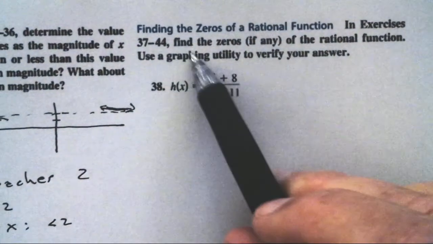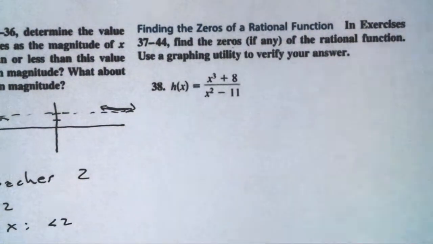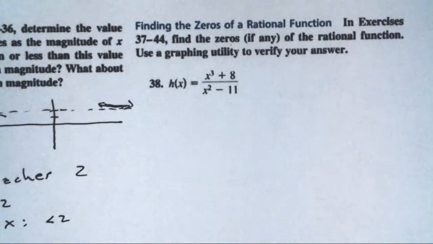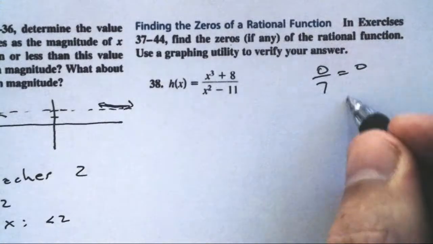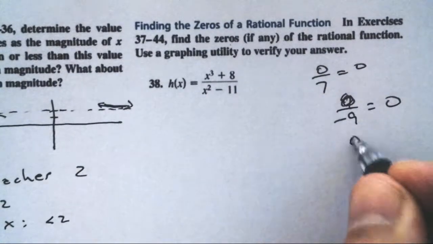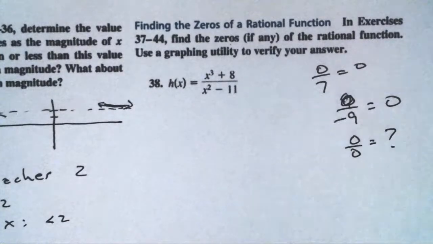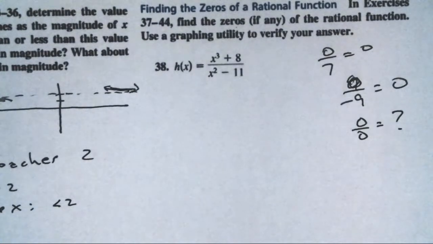Okay, and in exercises 37 to 44, find the zeros, if any. Well, we get zeros if the numerator is 0, like 0 on 7 equals 0, 0 on negative 9 equals 0. 0 on 0 equals, that's a story for a whole other day, and that's just about the whole reason that calculus came about. We'll be talking about that in class, but 0 on 0 would be a problem.